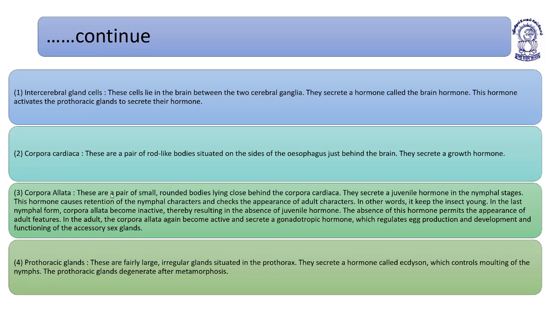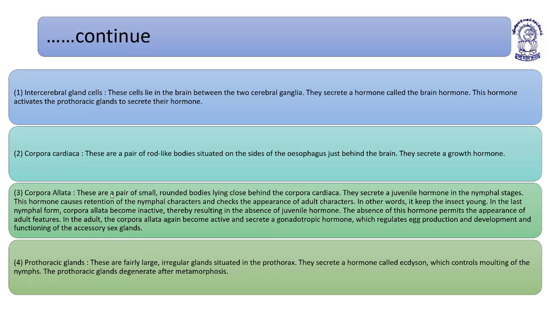Corpora cardiaca: there is a pair of rod-like bodies situated on the sides of the esophagus, just behind the brain. They secrete growth hormone. Corpora allata: there is a pair of small rounded bodies lying close behind the corpora cardiaca. They secrete juvenile hormone in the nymphal stages. This hormone causes retention of the nymphal characters and checks the appearance of adult characters. In other words, it affects the young insect, especially in the last nymphal form. When the corpora allata becomes inactive, it results in the absence of juvenile hormone, and the absence of this hormone permits the appearance of adult characters.